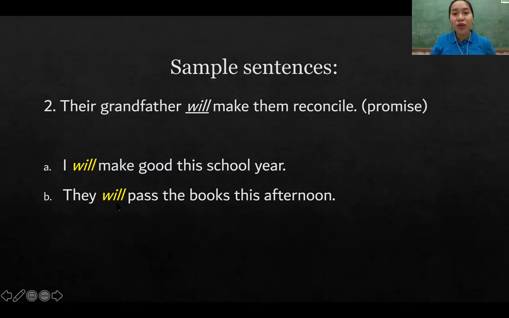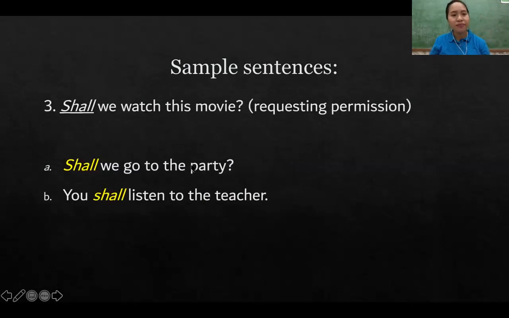Another, they will pass the books this afternoon. They will pass the books this afternoon. So meaning, nag-promise mong ipasa ninyo ang book this afternoon, not tomorrow. Diba? So promise, will. Okay, nakuha. So make another 2 examples for this. Okay, write it in your notebook. English notebook. Okay? Okay. Let's move on.